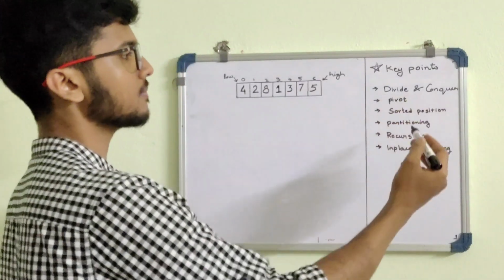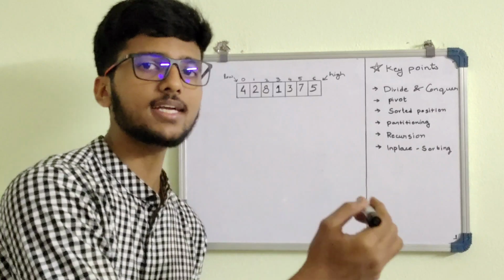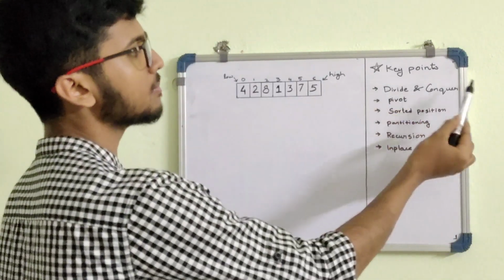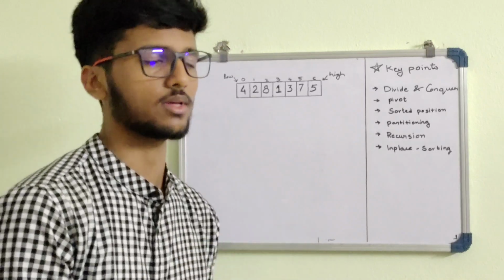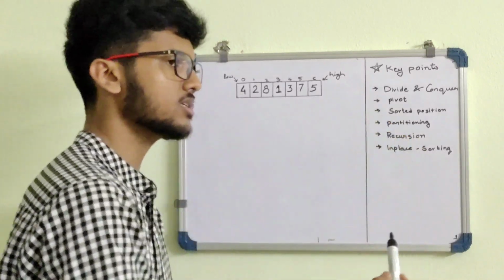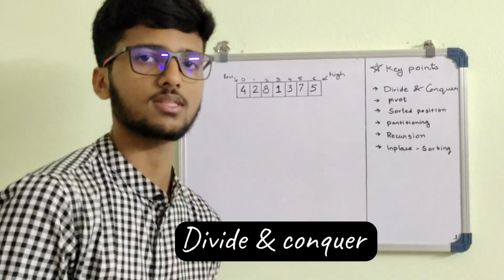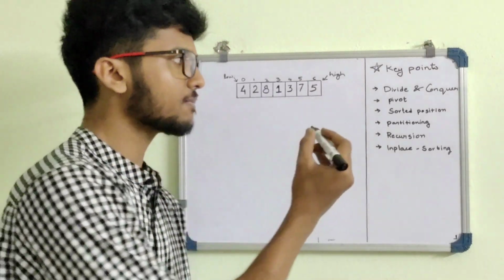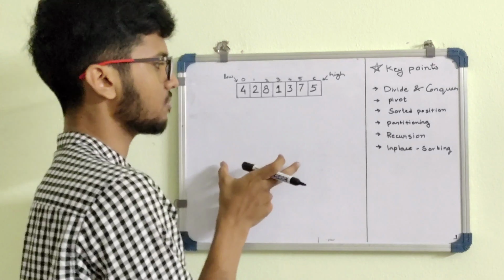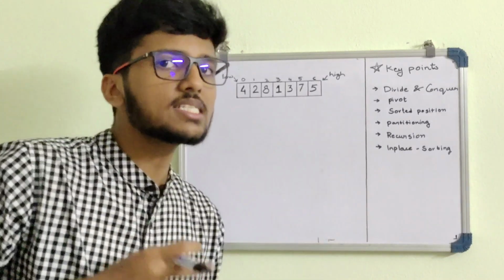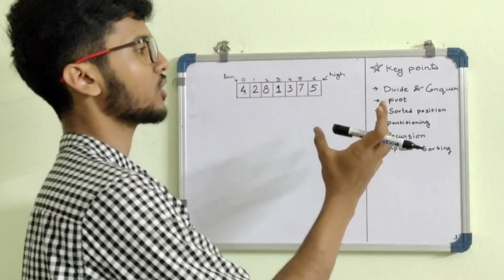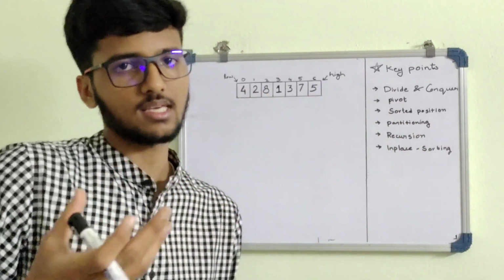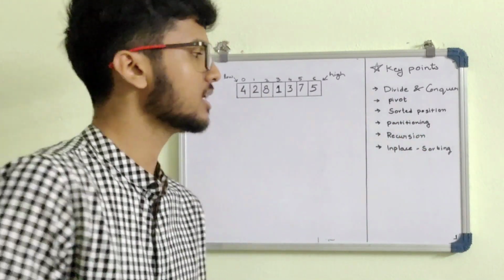The quicksort algorithm is basically a divide and conquer algorithm. These are the key points we need to remember. The first thing is that it is a divide and conquer algorithm. Divide and conquer means we divide the problem into sub problems, solve those sub problems, and conquer. Conquer means we merge the sub problems and get the resultant output.